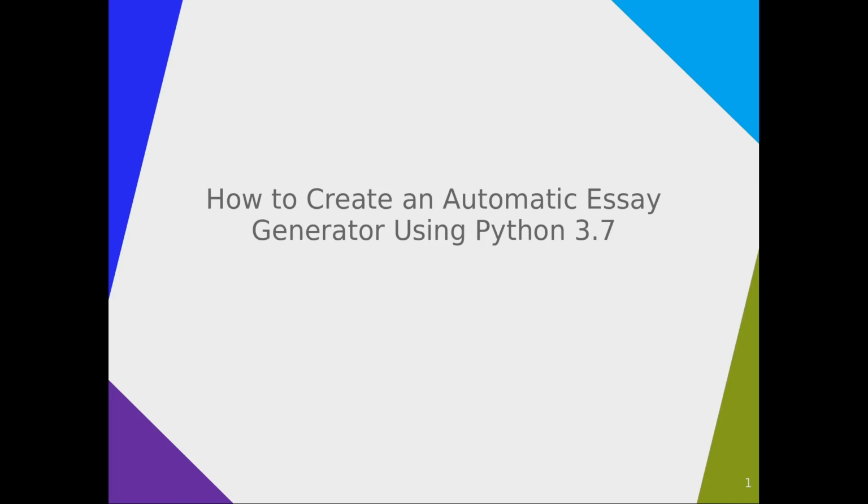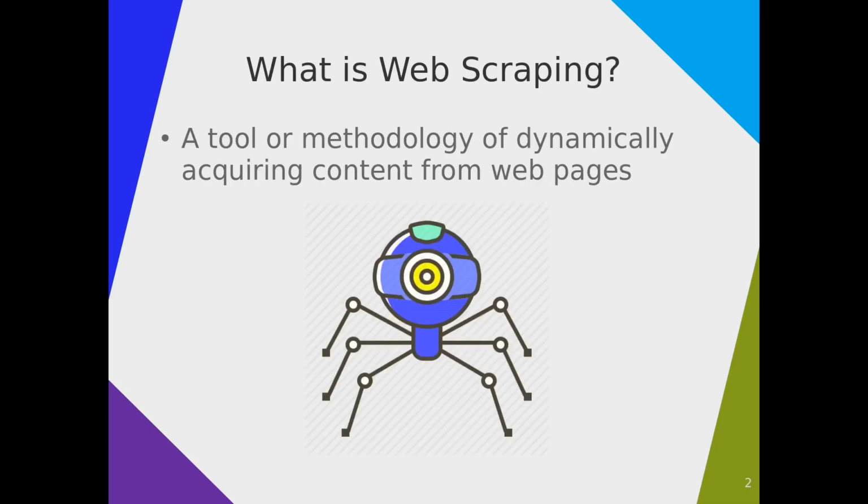So before we continue to the tutorial, let's begin by talking about what exactly is web scraping for those who don't really know what it is. So to put it simply, web scraping is a tool or methodology of dynamically acquiring content from web pages. So basically, to give you an example, sometimes we want to use external or third-party information to achieve what we want to achieve. Obviously, we don't have all the data in the world stored on our computer, so we want to use external resources to fetch data.